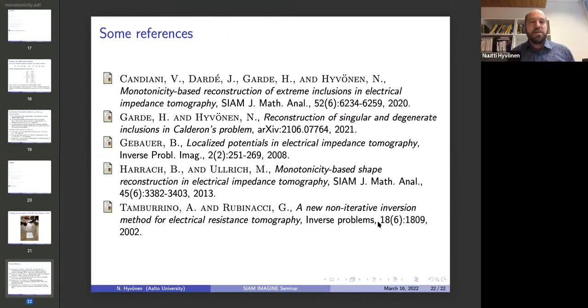And finally, as I said, I'm missing lots and lots of references that I should list, but these are the ones that make the presentation understandable. So first of all, this kind of monotonicity idea was introduced by Tamburrino and Ventre already some time ago. Then Bastian Harrach introduced these localized potentials in 2008. Then the monotonicity-based shape reconstruction without these extreme inclusions, or Muckenhoupt inclusions, that was already in 2013. And then these are the two papers where you can find things that I talk about here. Thank you.